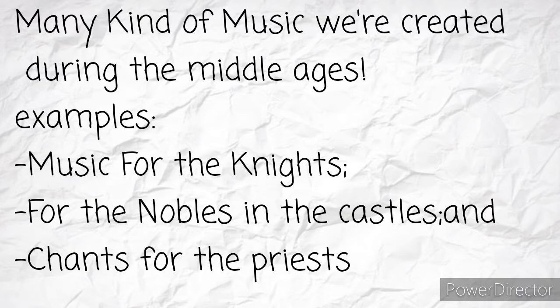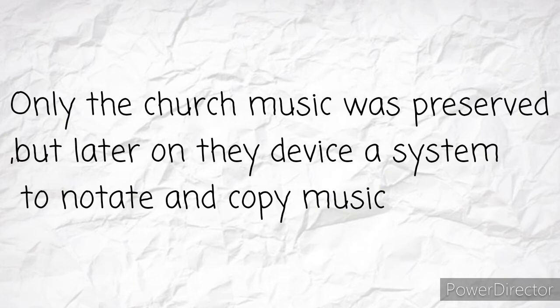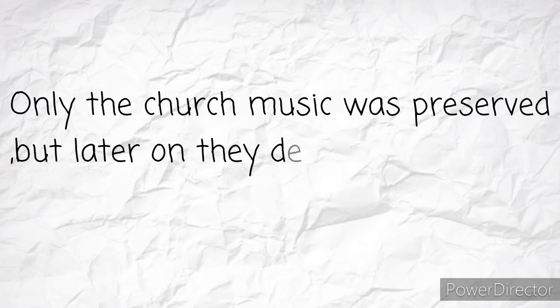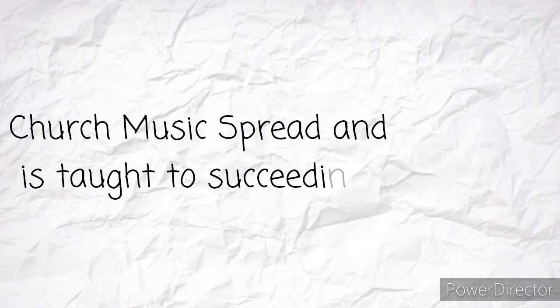There are three examples: music for the knights, for the nobles in the castles, and the chants for the priests. Only the church music was preserved, but later on, they devised a system to notate and copy music. The church music spread and was taught to succeeding generations.